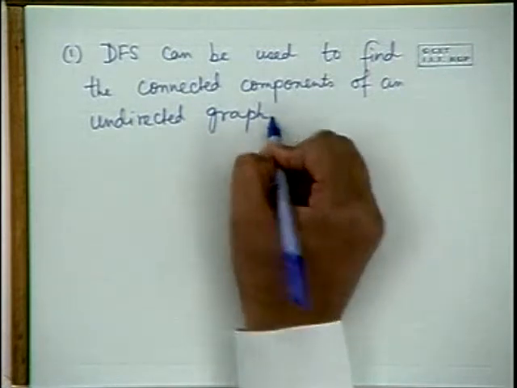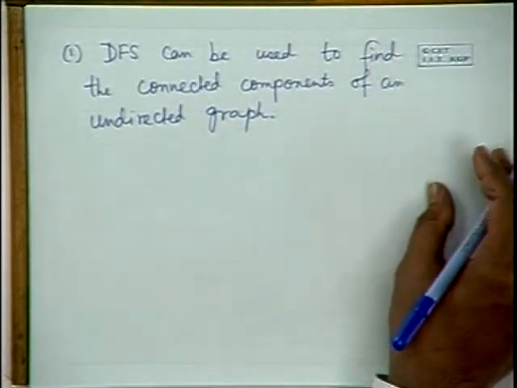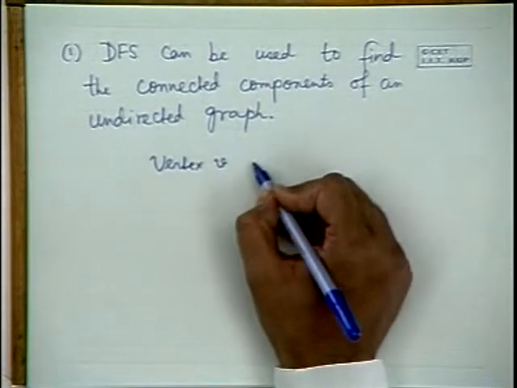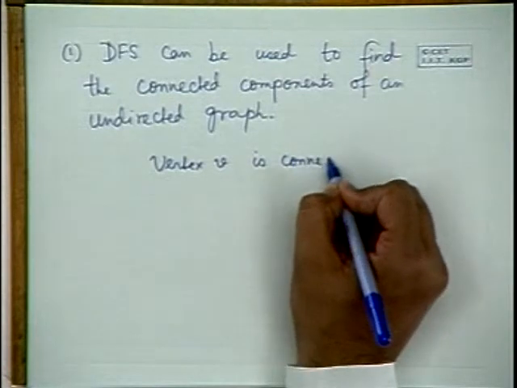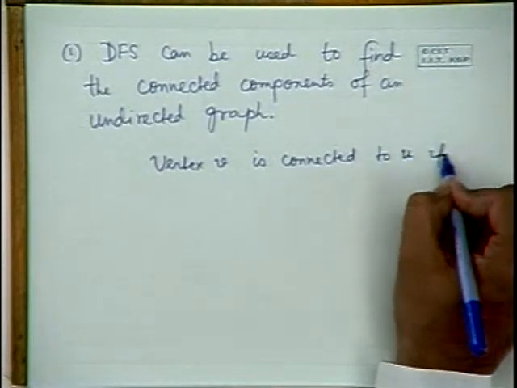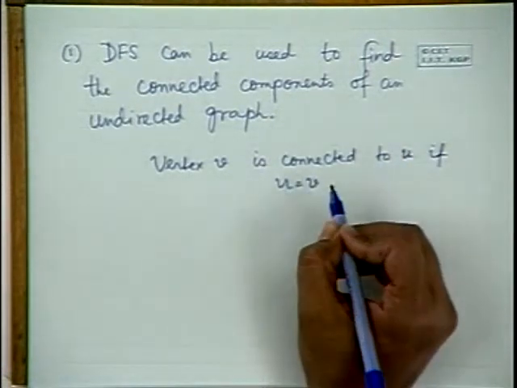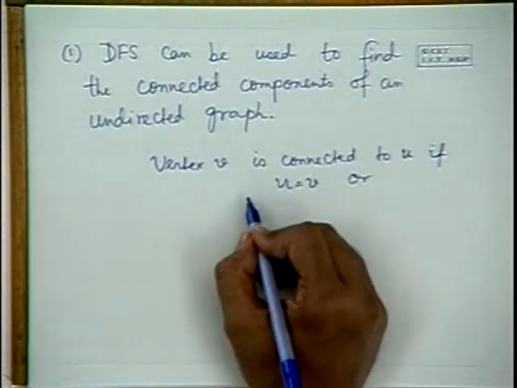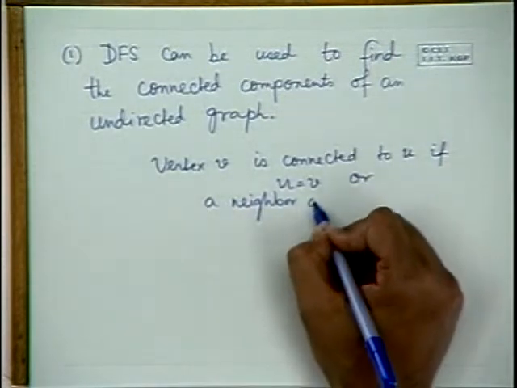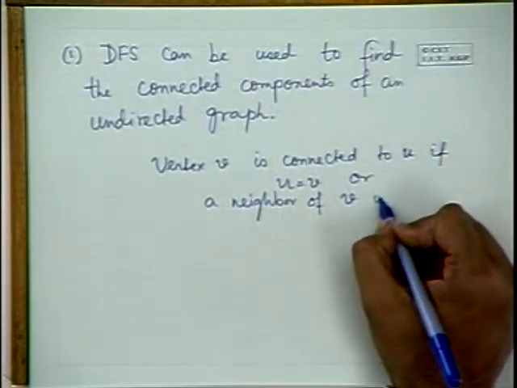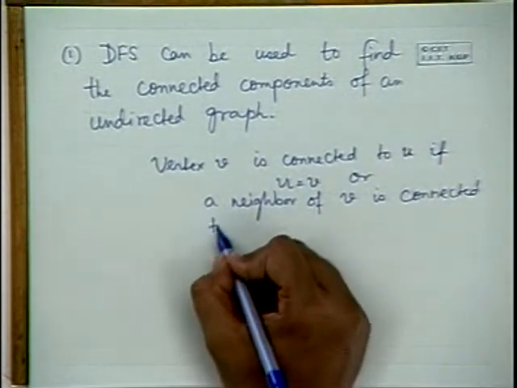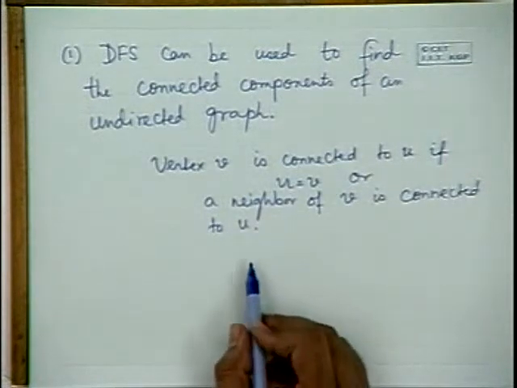What is a connected component? I am going to give you the definition for it. First, vertex V is connected to vertex U if U is equal to V or a neighbor of V is connected to U. So this is a recursive definition.